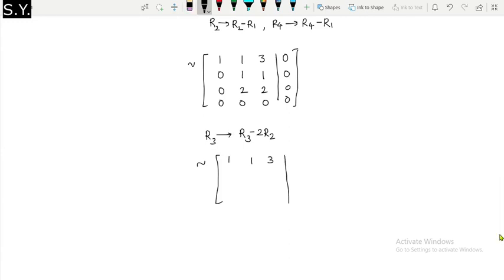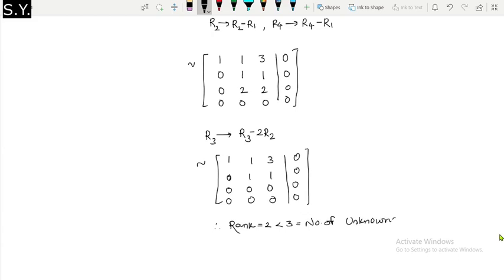So what we are going to get, this will be 0 1 1 0 0 0 0 0 and 0. That's it. Now let us write down the equivalent system. So first of all, I'll mention the rank. Therefore rank is equal to 2, which is less than the number of unknowns, and the number of unknowns is 3. So your system has infinite solutions. Since the system has infinite solutions, it is clear that your set is linearly dependent.